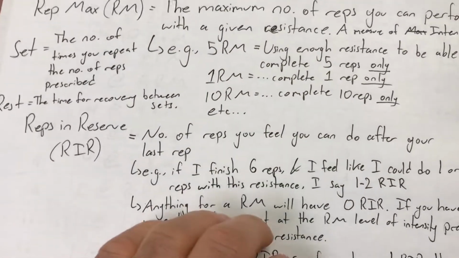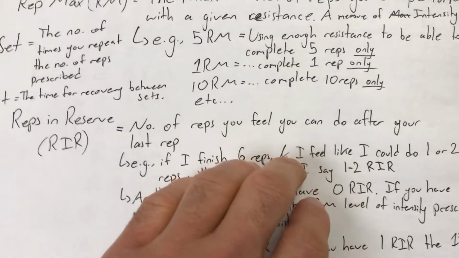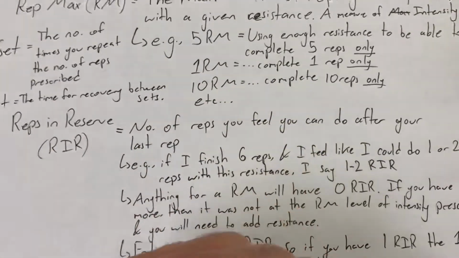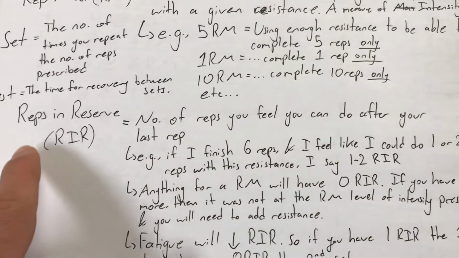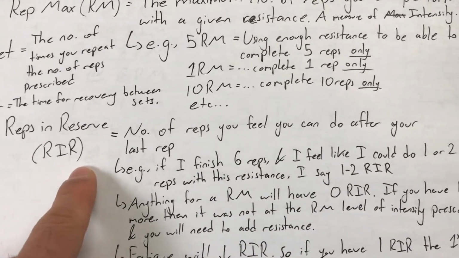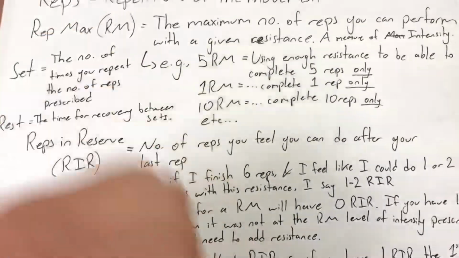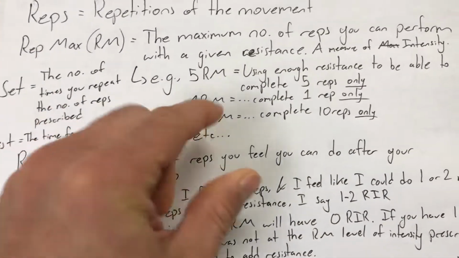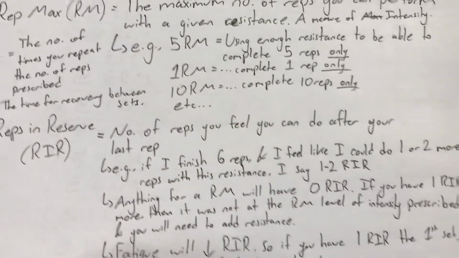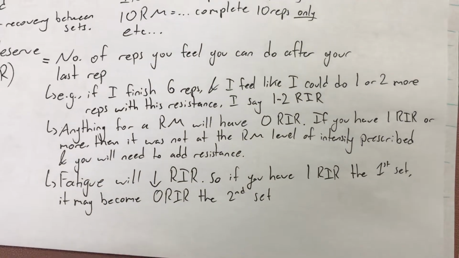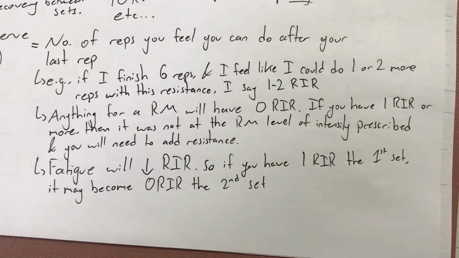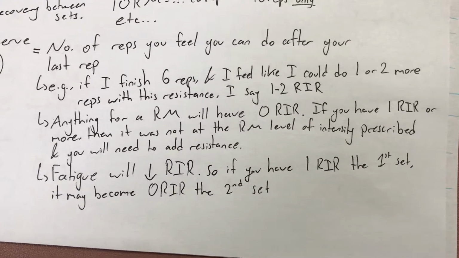If you do 5 reps at your 5 rep max and you suddenly feel that you can do 1 or 2 more, then that means you have 1 to 2 reps in reserve. That would suggest you need to add a little bit more weight so that we get close to that 0 mark, and that way it's a true rep maximum. We have a few examples, kind of like what I just said. If you want to pause and read through that, go through it.